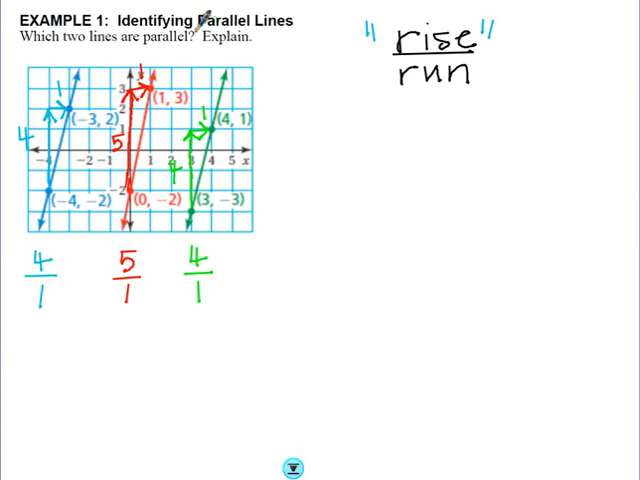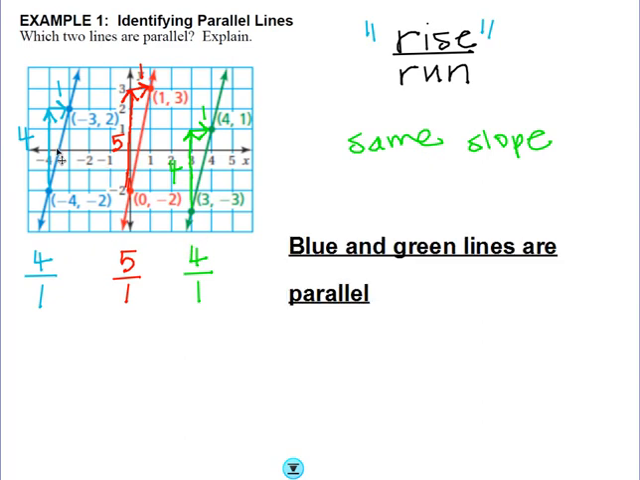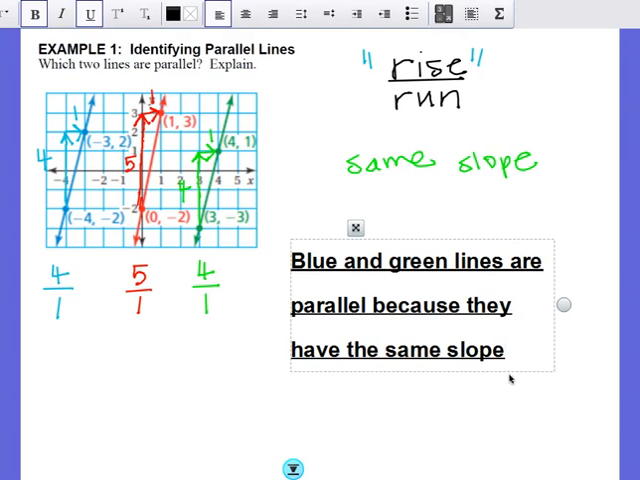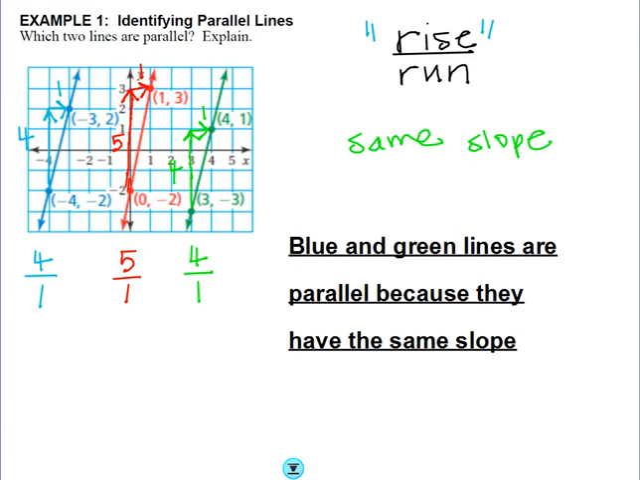The lines are parallel if they have the same slope. So the blue line and the green line are parallel. If you numbered each line as first, second, third, or number 1, 2, 3, you can say that the first and the third lines are parallel. That's because they have the same slope. I'm going to write that as an answer too. So they're parallel because they have the same slope.